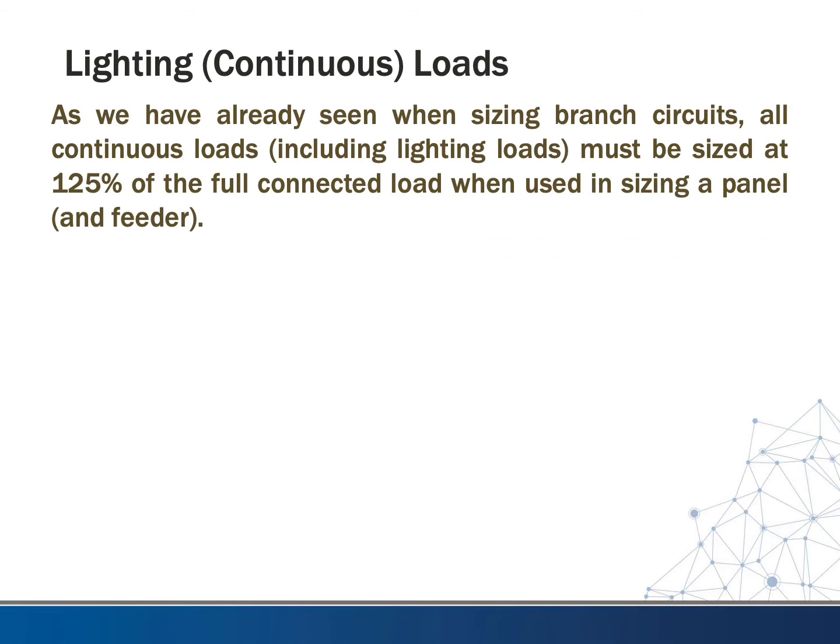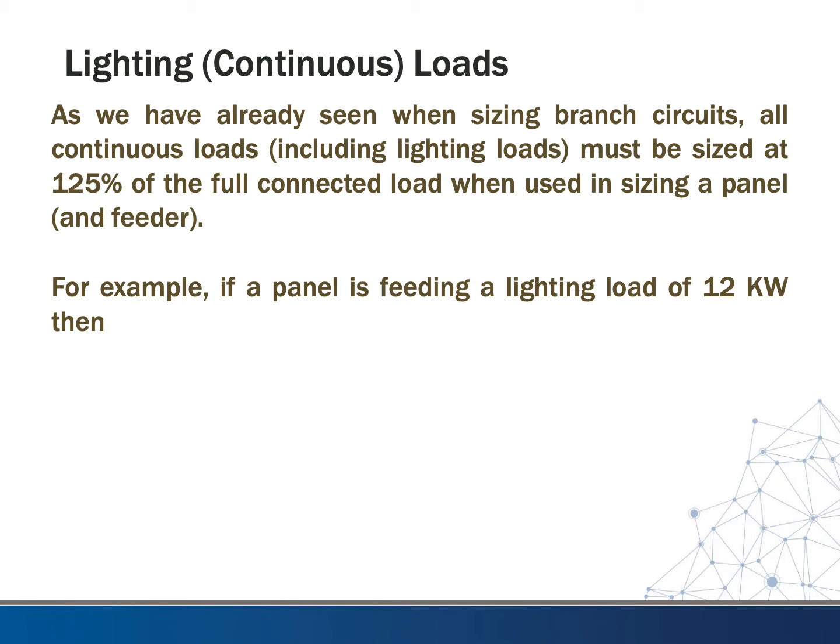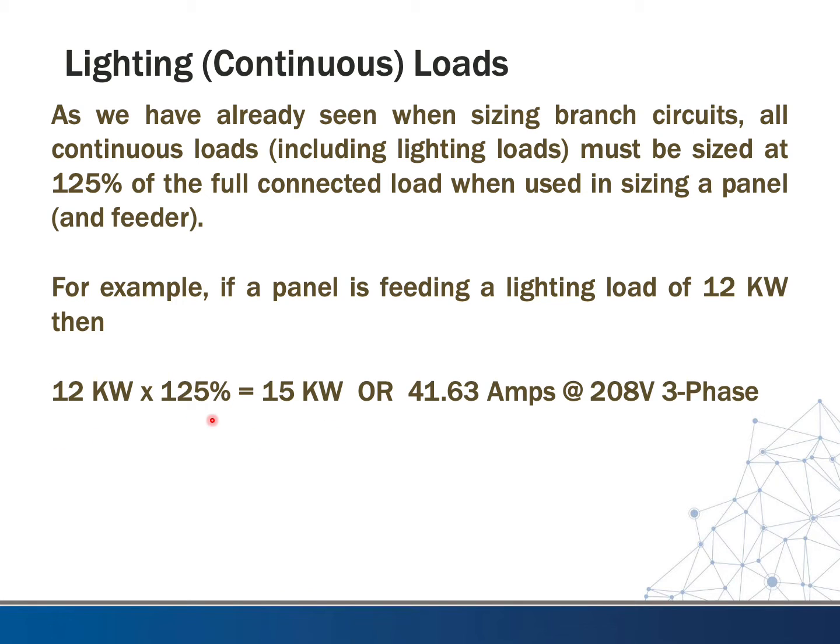Next load type is lighting. Remember, this is a continuous load. So as we've already seen when sizing branch circuits, all continuous loads, including lighting loads, must be sized at 125% of the full connected load when used in sizing a panel or feeder. So for example, if a panel is feeding a lighting load of 12 kW, then we have to take that at 125%, or 15 kW. So that's going to give us about 41 amps, almost 42 amps on a 208 three-phase panel.